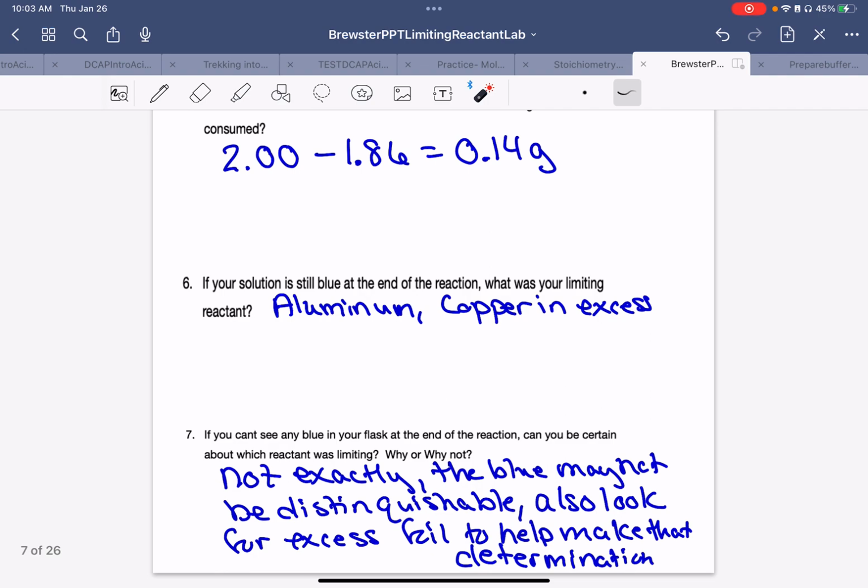So if your solution is still blue at the end of the reaction, what was your limiting reagent? If it's still blue, then aluminum is limiting and copper is in excess, because we know that blue is a copper-indicating color. And if you cannot see blue in your flask at the end of the reaction, can you be certain about which reactant was limiting? Not exactly. The blue might not be distinguishable, so also look for excess foil in your filter paper to help make the determination. If you have no excess foil in your filter paper and it looks clear, you can probably conclude at that point that your copper chloride limited the reaction.